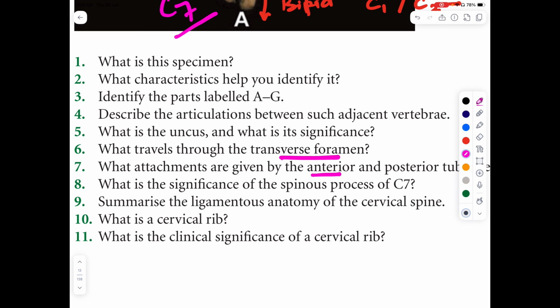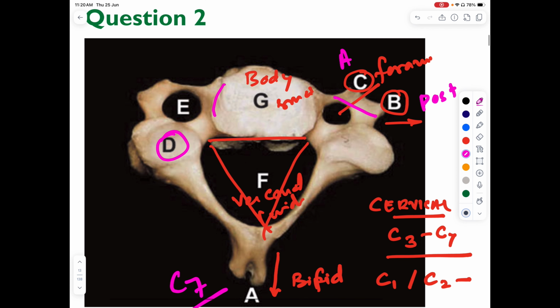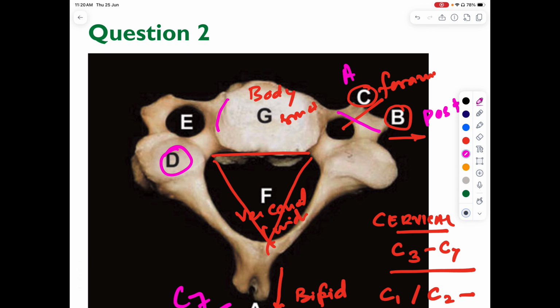So what is a cervical rib? It is a supernumerary rib that arises from the anterior tubercle, so it can be from the anterior tubercle, the cervical rib.